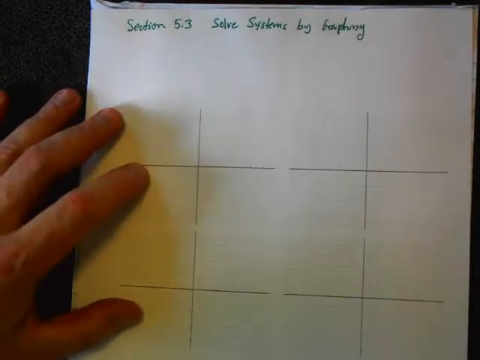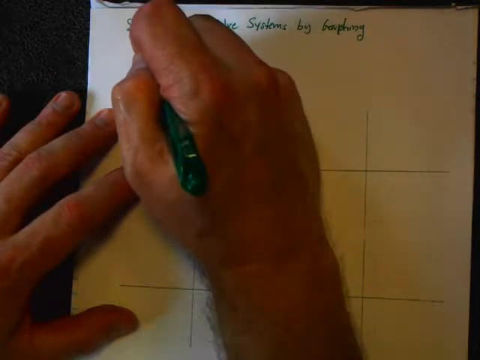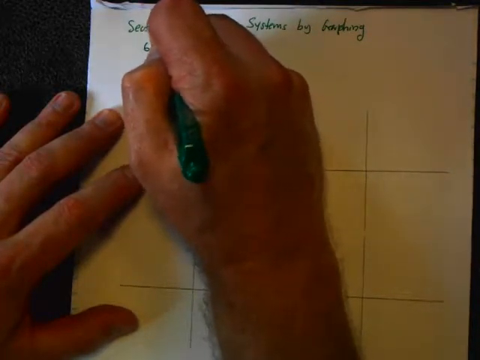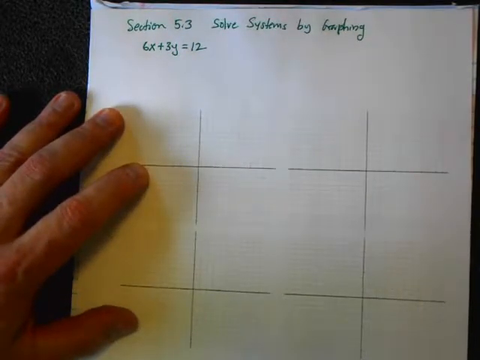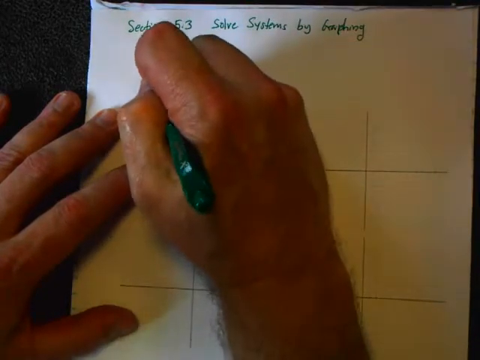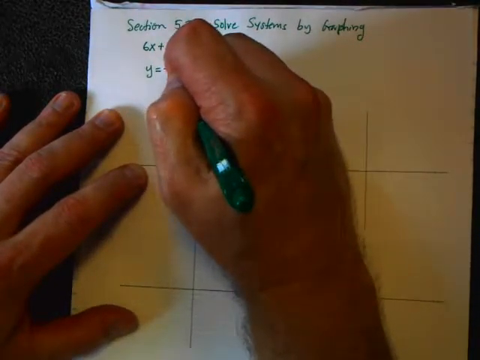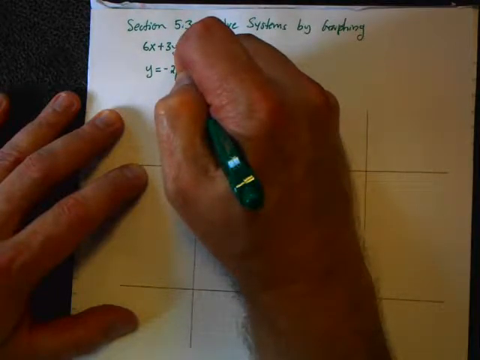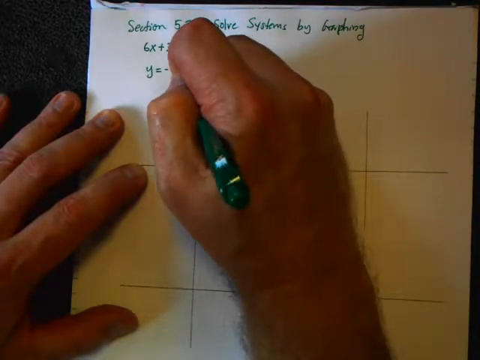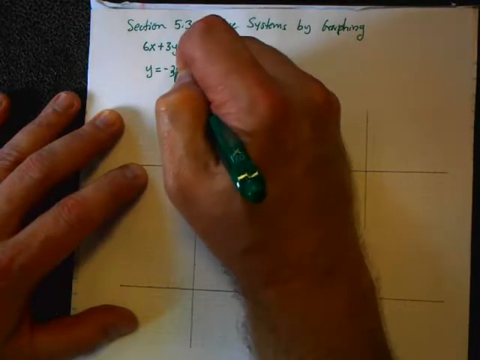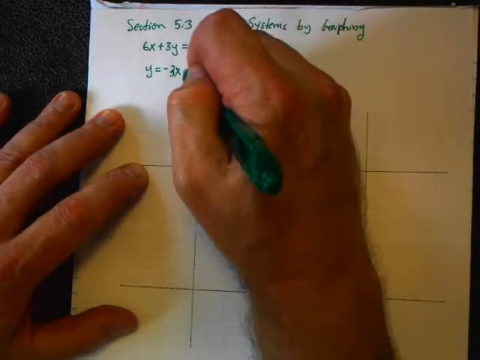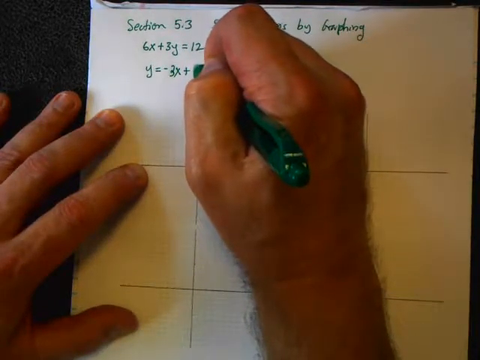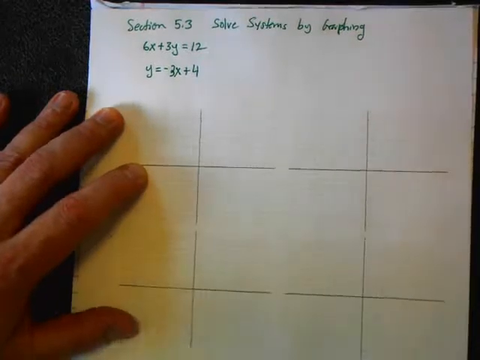All right, so I'm going to give you a system of equations. The system of equations is 6x plus 3y equals 12. So there's one equation. And y equals negative 3x plus 4. I got to make this work out nicely, and 4, I think, is the right number that I want.